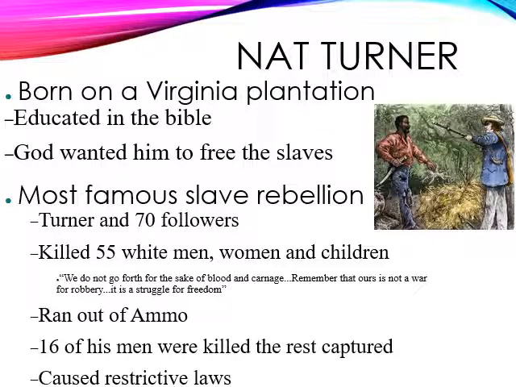Nat Turner was born on a Virginia plantation, and he learned to read and write and speak because he was educated in the Bible, okay, in Christianity. And he said that he had a vision and that God came down and told him to free the slaves and to kill the white people, okay. And so he was told by God to do this, in his opinion.